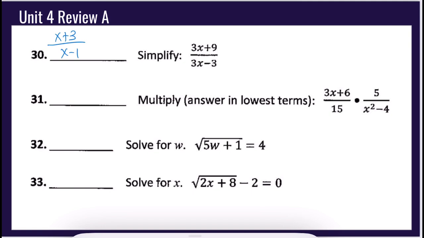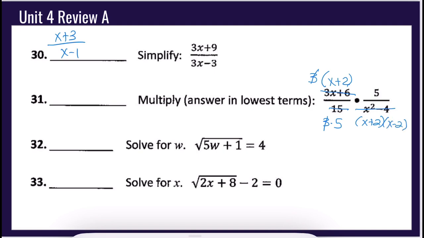For 31, again, we're going to start by factoring anything we can factor. So this 3x plus 6, we're going to talk about it as being 3 times x plus 2. And this 15, we're going to talk about it as 3 times 5. So that means those 3's cancel out. That 5 on top, there's not a whole lot I can do with it. But this x squared minus 4 is the difference of perfect squares. So that would be x plus 2 times x minus 2.